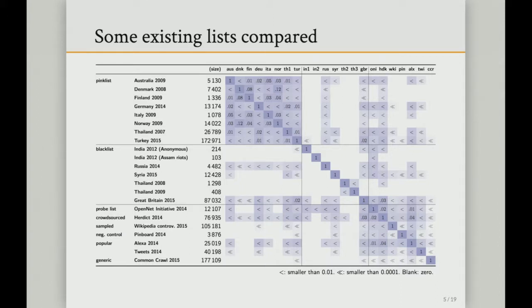So the research question that I'm going to concentrate on in this talk is, how can we make a more meaningful comparison? And our key hypothesis is that the reason a page gets censored will have something to do with its topic. So we could do some natural language processing and compare the topic distributions of each list, and that should tell us something interesting.